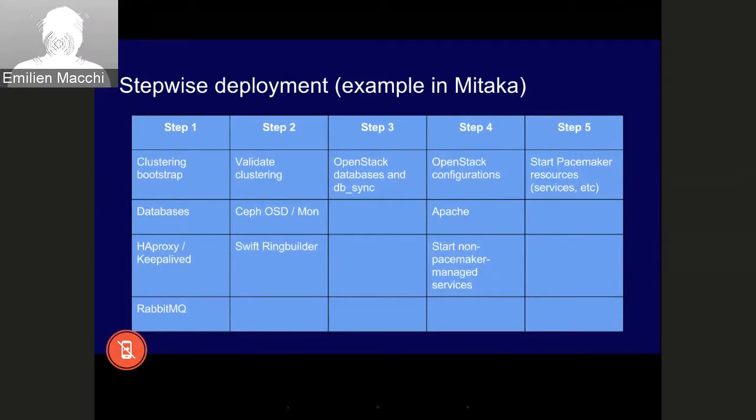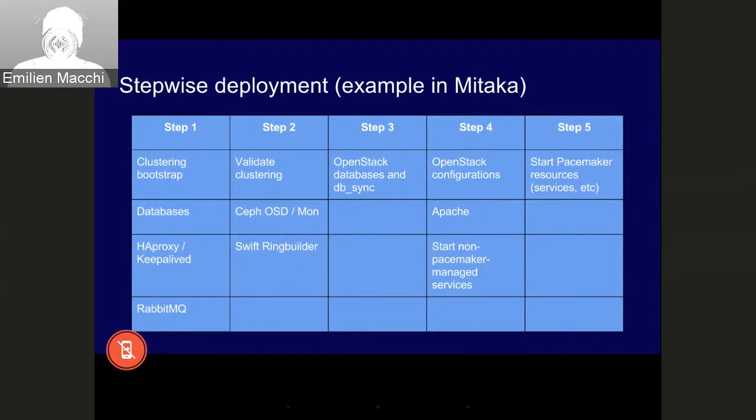We create the Swift ring, and at step 3, we know that the cluster is ready, the databases are ready, so we create the OpenStack database and we run the dbsync. At step 4, we configure the OpenStack services, we configure Apache, and we start the services that are not managed by Pacemaker. And at step 5, the last step, we start all the services managed by Pacemaker.